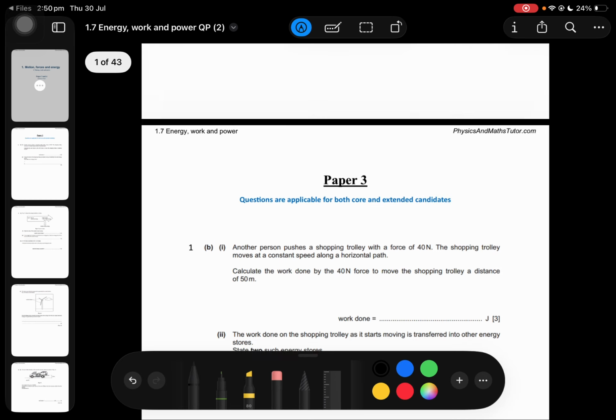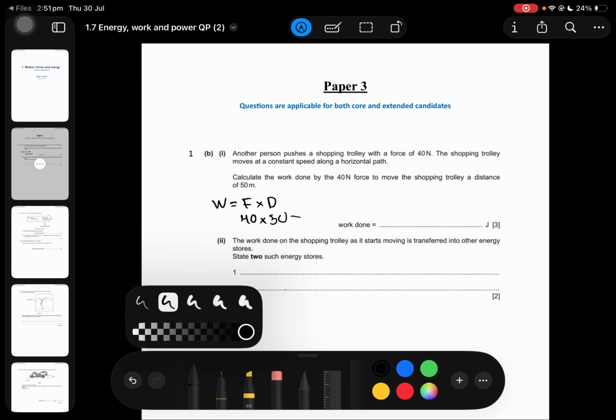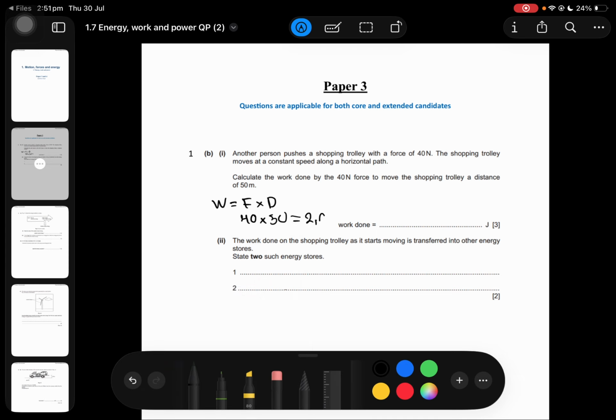So let's go. First question: a person pushes a shopping trolley with a force of 40 newtons. The shopping trolley moves at a constant speed along a horizontal path. Calculate the work done by the 40 newton force to move the shopping trolley a distance of 50 meters. The work done formula is force multiplied by distance. So we can substitute 40 multiplied by 50, which is equal to 2000 joules.